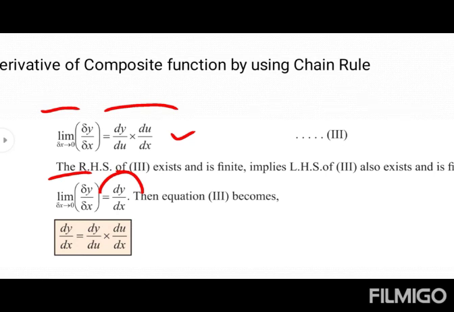Students, in the next lecture we will discuss some solved problems and also some exercise problems which are based on the theorem of the chain rule.